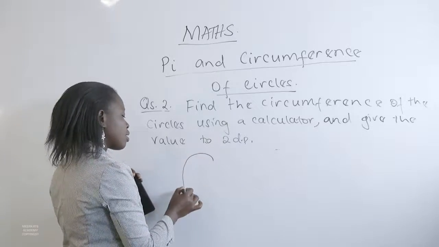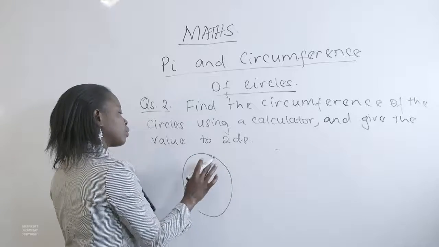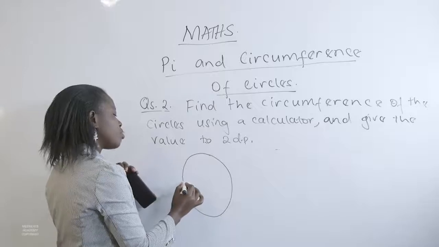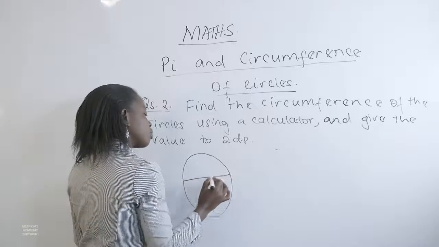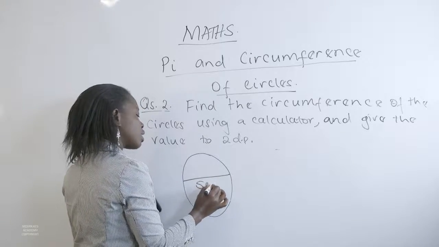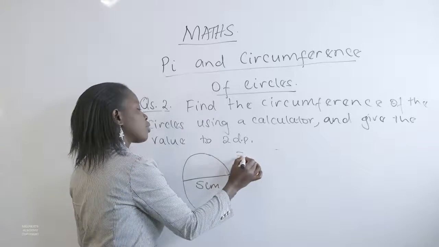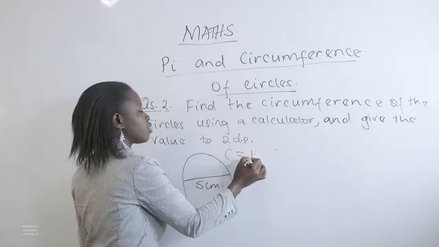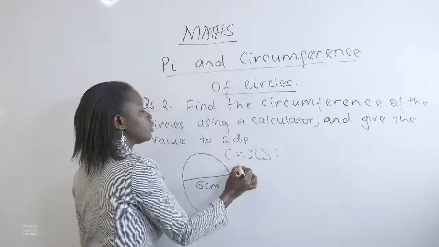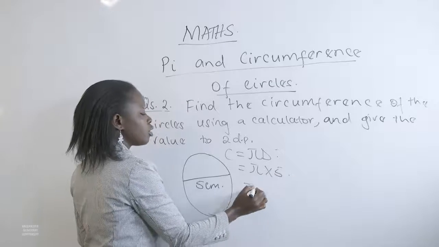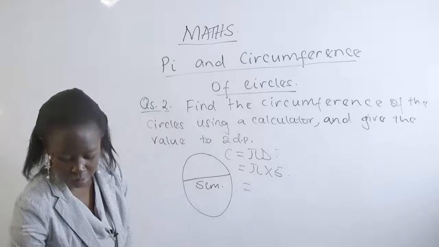So still another circle, but now with a diameter of 5 centimeters. We are using our calculator, so that circumference is given by pi d. So this means I have pi times 5. So what is the value of pi times 5?